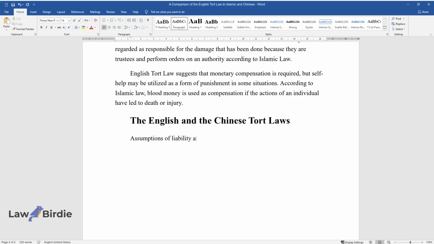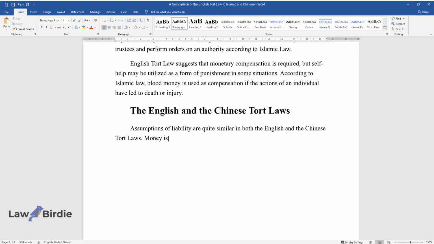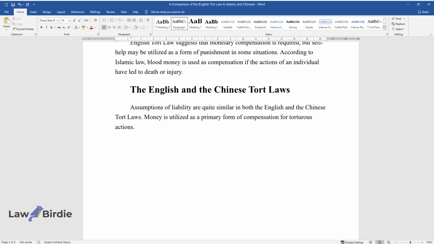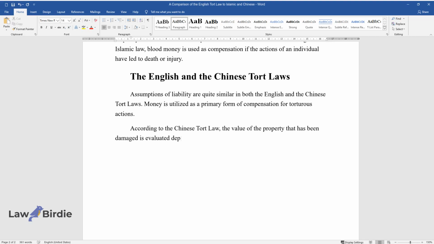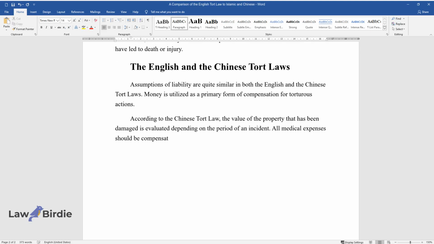Assumptions of liability are quite similar in both the English and the Chinese tort laws. Money is utilized as a primary form of compensation for tortious actions. According to the Chinese tort law, the value of the property that has been damaged is evaluated depending on the period of an incident. All medical expenses should be compensated if the plaintiff suffered an injury as a result of a wrongdoing.